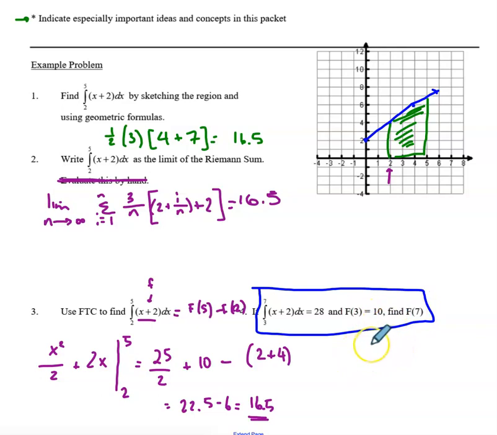and this is just by stating the FTC, and that is that the integral of x plus 2 dx from 3 to 7 is the same thing by the fundamental theorem of calculus as big F of 7 minus big F of 3. And so since I know that the integral is 28, and they are telling me that big F of 3 is 10, I can just use basic algebra to find that big F of 7 must be the number 18.